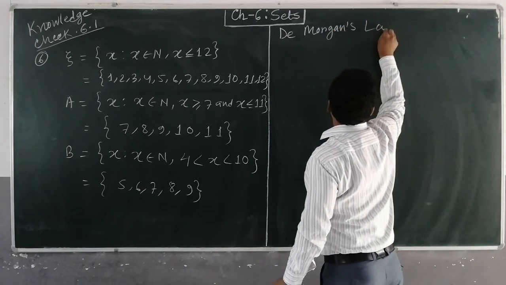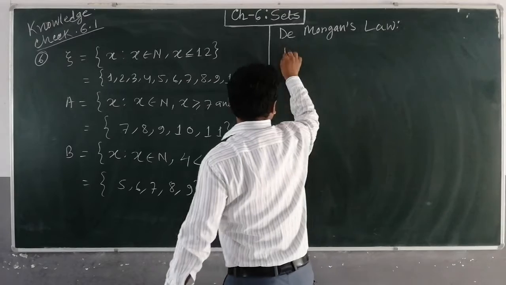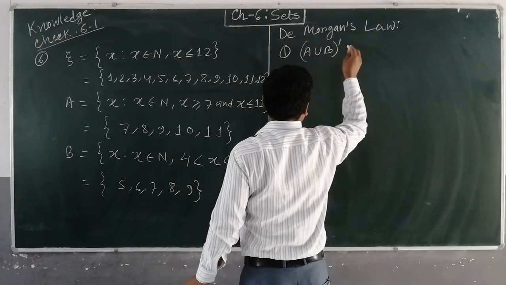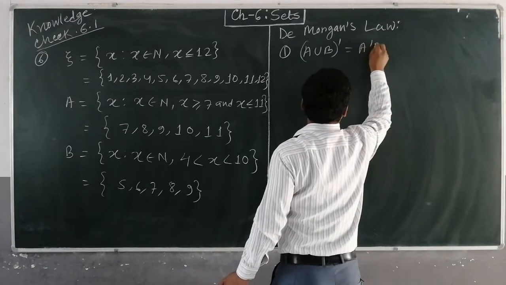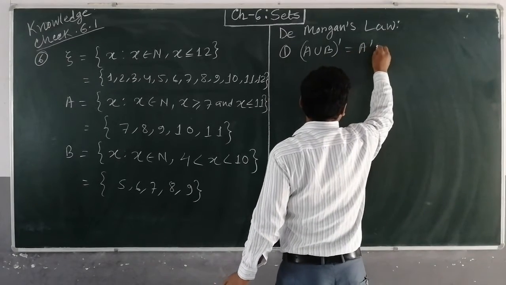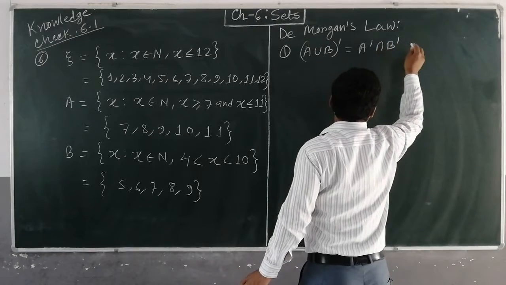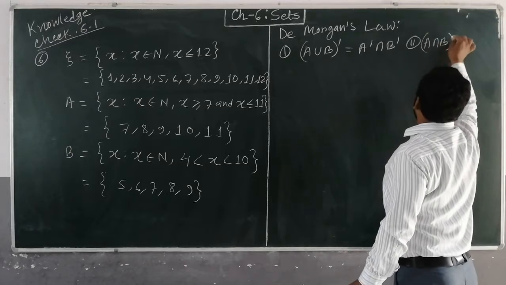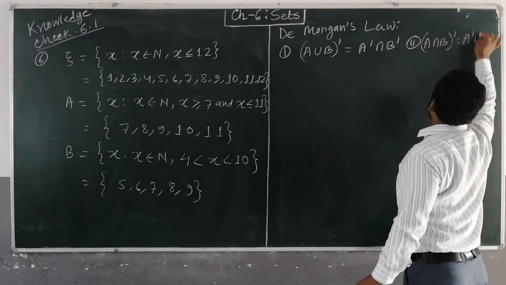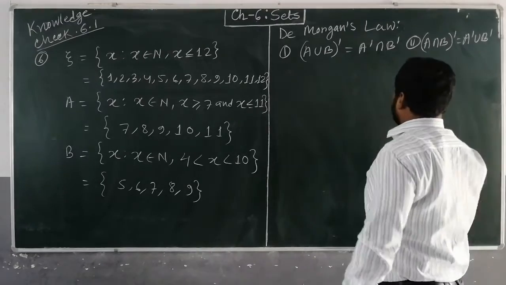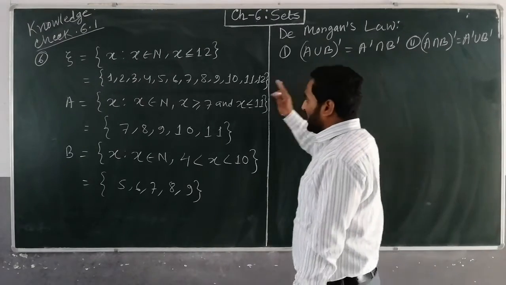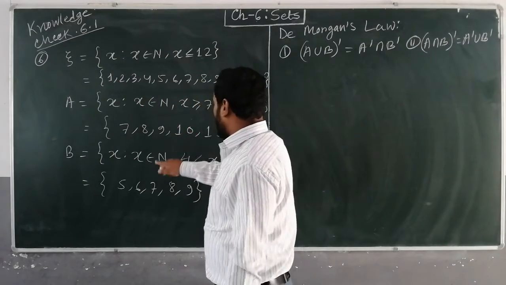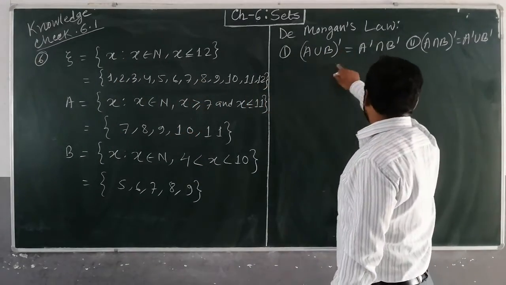De Morgan's law. Two laws are there. In the very first lecture I told you the law. The first one is (A union B) complement equals A complement intersection B complement, and the second one is (A intersection B) complement equals A complement union B complement. These two laws you have to verify by the given universal set Xi, and sets A and B.